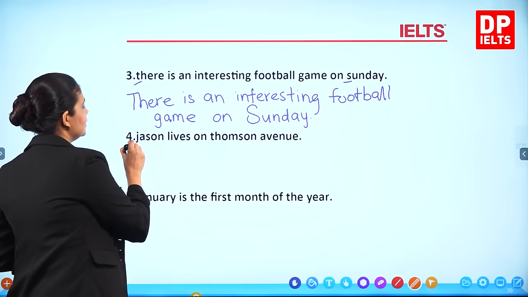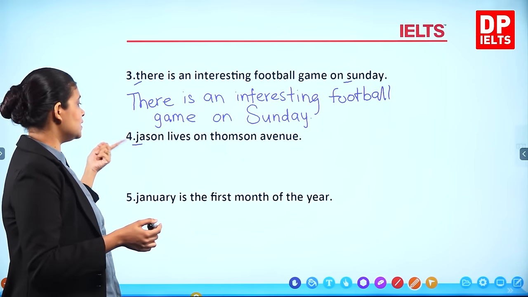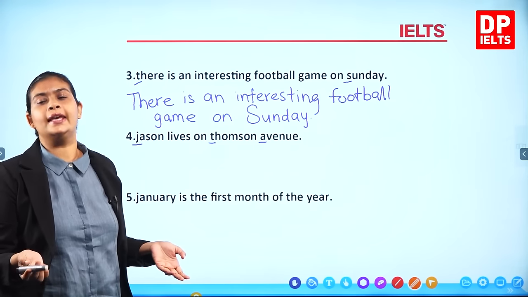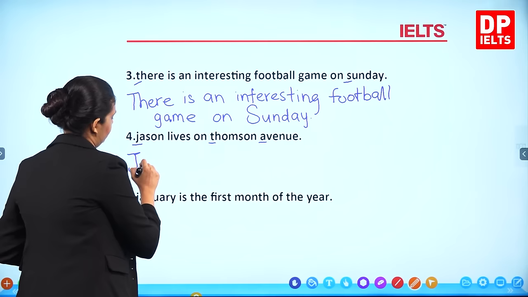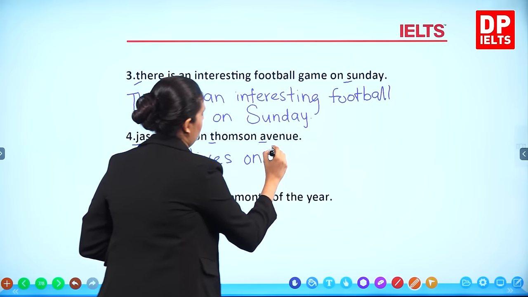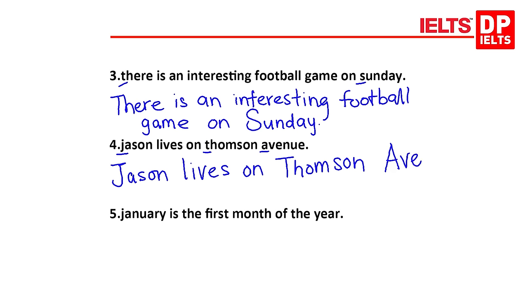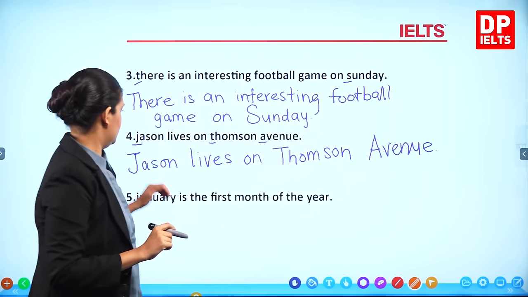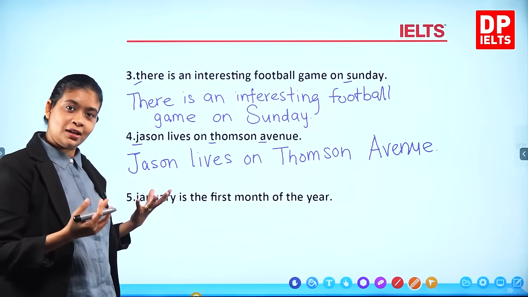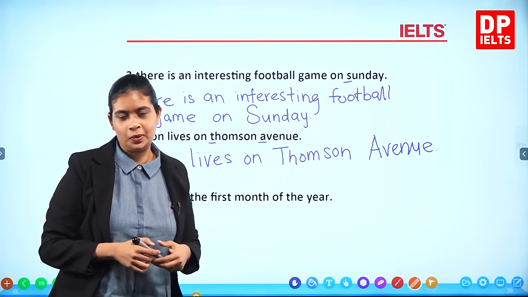Next one. Jason lives on Thompson Avenue. Jason ජීවත් වෙන්නේ Thompson Avenue එකේ, right? So Jason කියන්නේ කෙනෙක්ගේ නමක්. Thompson Avenue කියන්නේ තැනක නමක්. It should be capitalized, right? So Jason lives on Thompson Avenue. Okay, so J is capital, T is capital, A is capital. හරි? Jason කියන්නේ කෙනෙක්ගේ නමක්. ඒ හින්දා අපි J අකුර capitalize කරනවා. Thompson Avenue තැනක නමක් හින්දා T එකයි A එකයි අපි capitalize කරනවා.